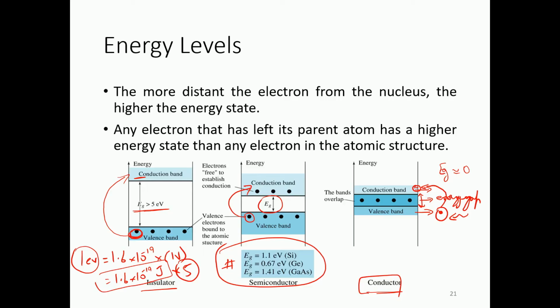For example, if we have a material made from silicon, it will need an energy of 1.1 electron volts so that the electron can jump from the valence shell to the conduction band. Germanium needs 0.67, and gallium arsenide needs 1.41. Since these energy levels are easily obtained, we can create a semiconductor material.